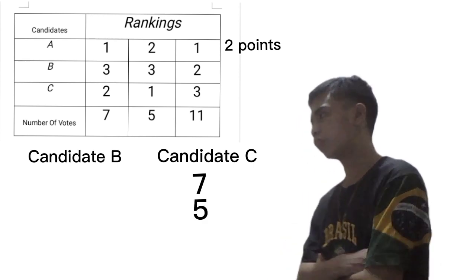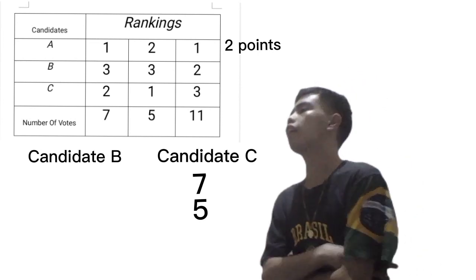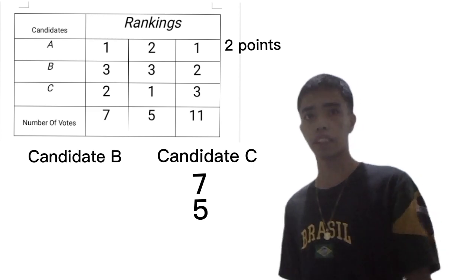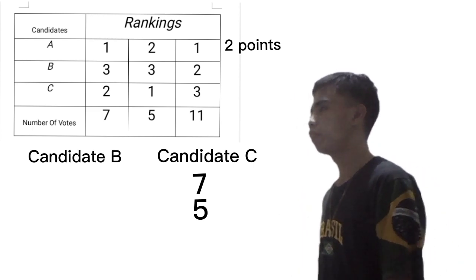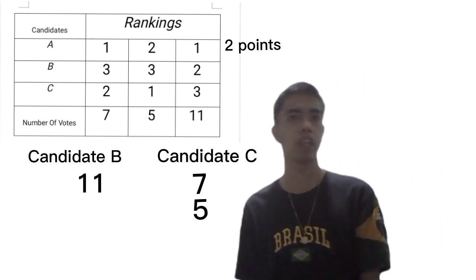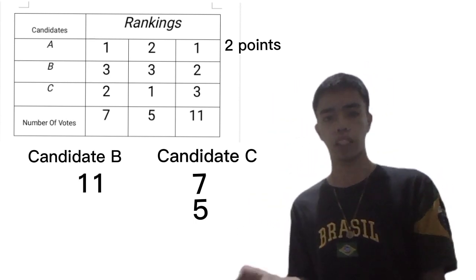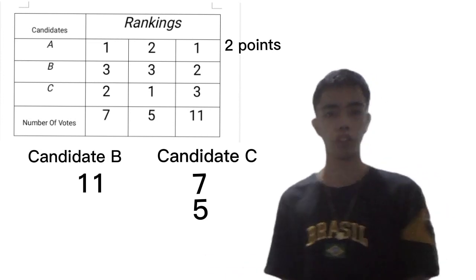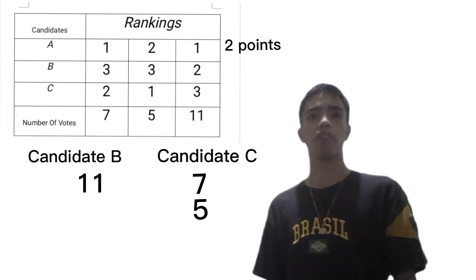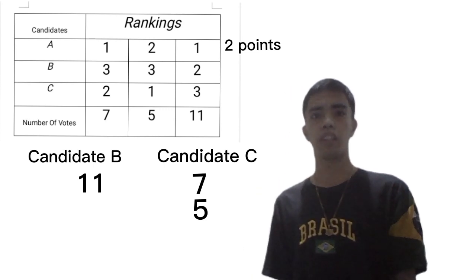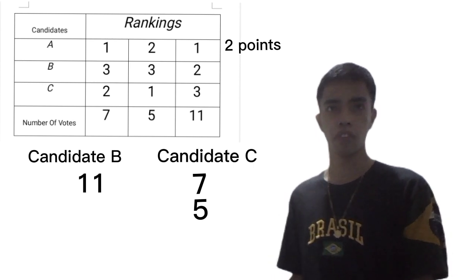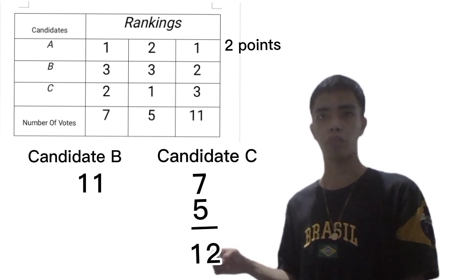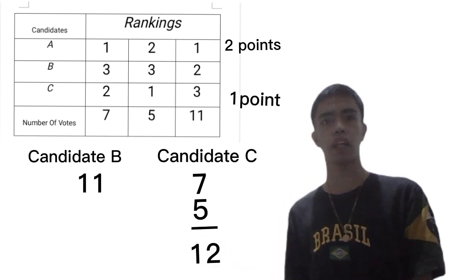And then the number of votes of 11, candidate B got second, while candidate C got third. That means candidate B got the number of votes of 11. Now we need to total each candidate's number of votes and determine who is the winner of this matchup. So candidate B got a total of 11, while candidate C got 7 plus 5 equals 12. That means candidate C won and got 1 point.